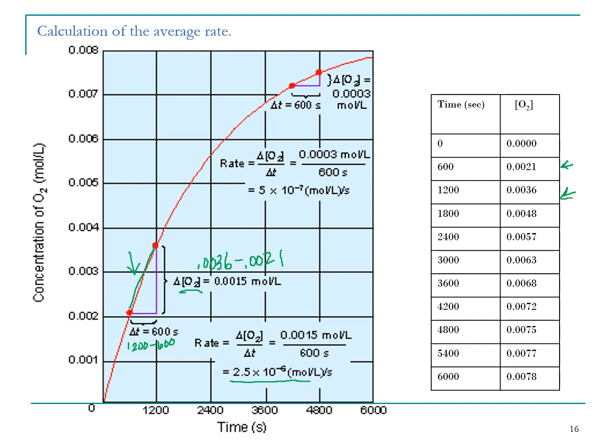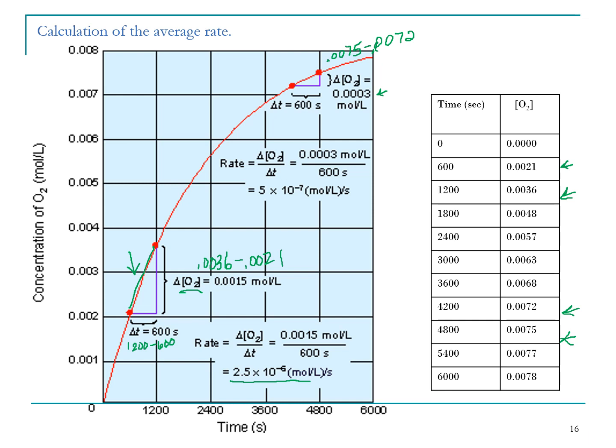Notice that we did the same thing at this interval. So these would be points, looks like 4800 and 4200. The difference here in concentration goes from 0.0075 to 0.0072, which is 0.0003. And then again, it's another 600.